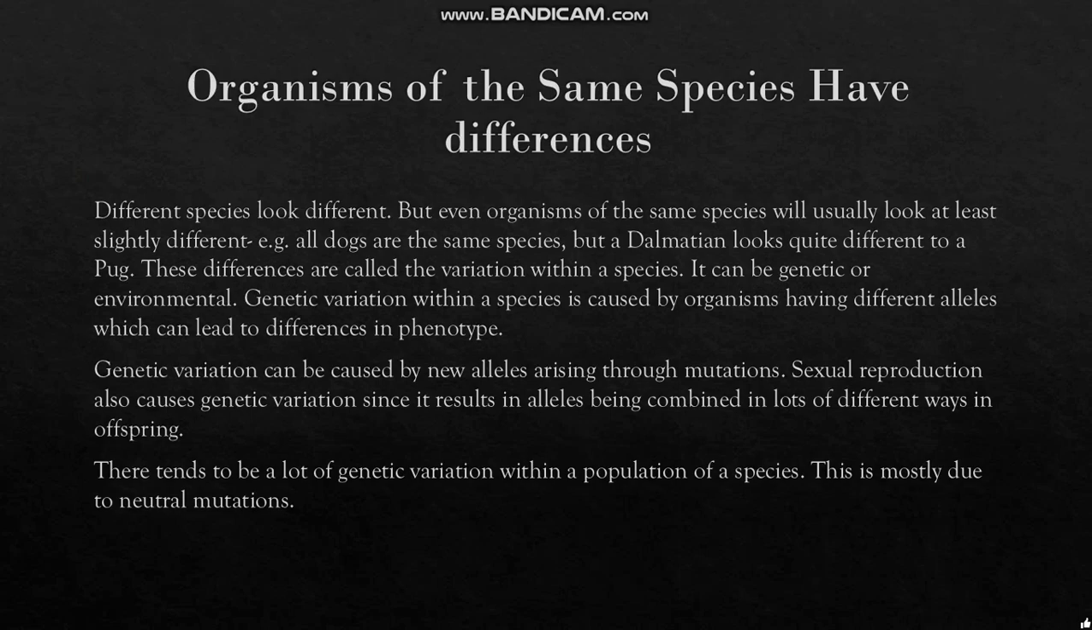Genetic variation within a species is caused by organisms having different alleles, which can lead to differences in phenotype. Genetic variation can be caused by new alleles arising through mutation. Sexual reproduction can also cause genetic variation, since it results in alleles being combined in lots of different ways in offspring. There tends to be a lot of genetic variation within a population of a species. This is mostly due to neutral mutations.